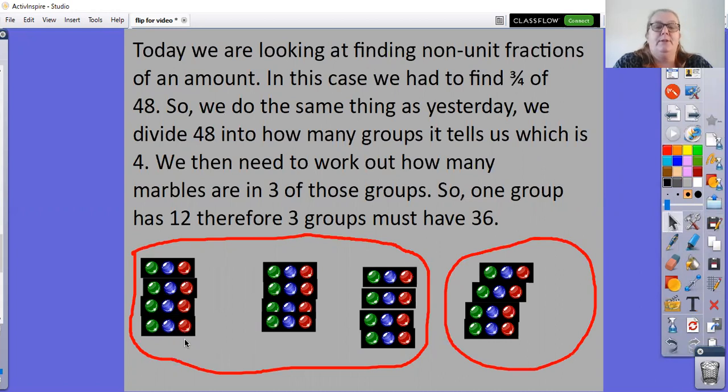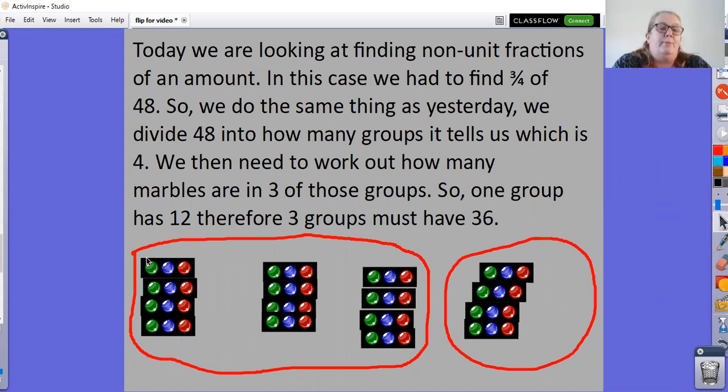So if we have a look, how many is in one group? We've got 1, 2, 3, 4, 5, 6, 7, 8, 9, 10, 11, 12. Now, if you're really good at your 12 times table, you will know that 3 12s makes 36. So 3/4 of 48 is 36 because there are 36 marbles in 3 of the groups. So he's going to be giving away one group, which is 1/4 of 48, which is 12.